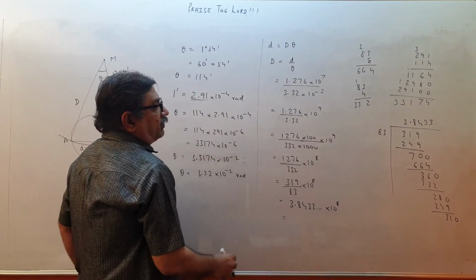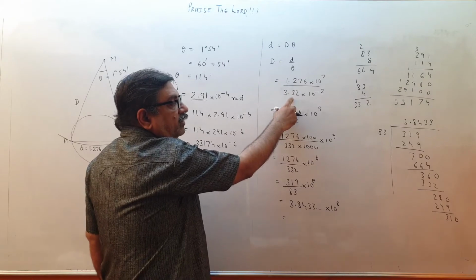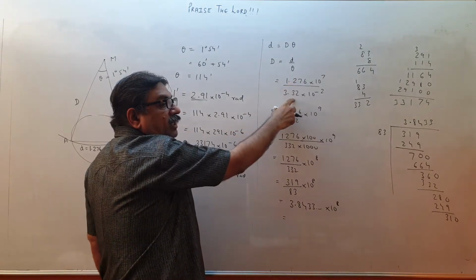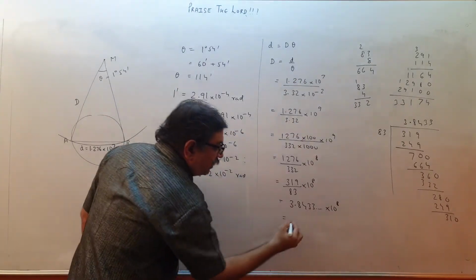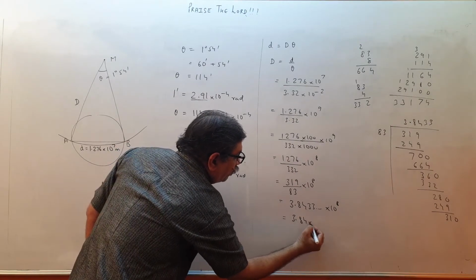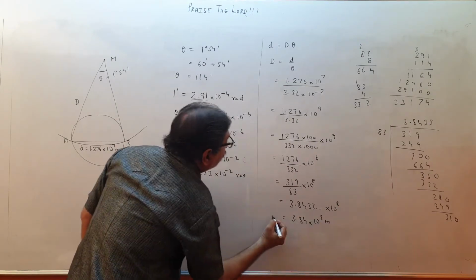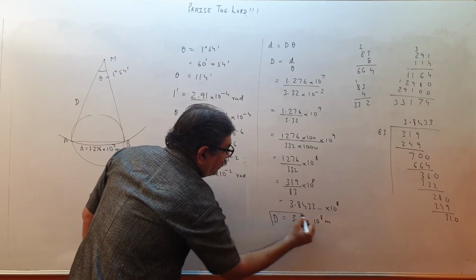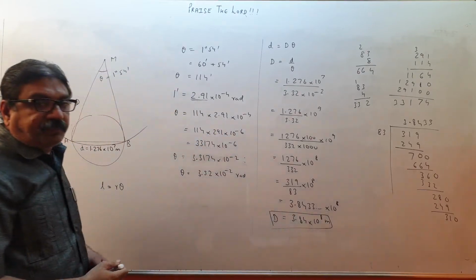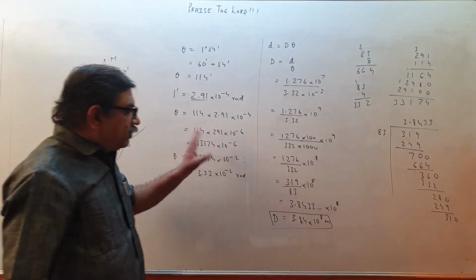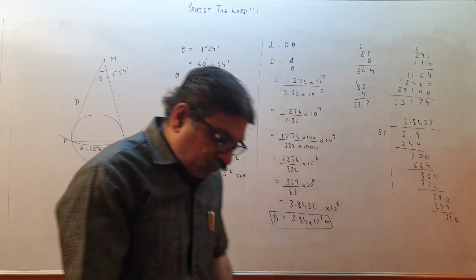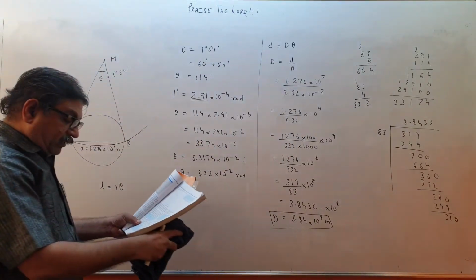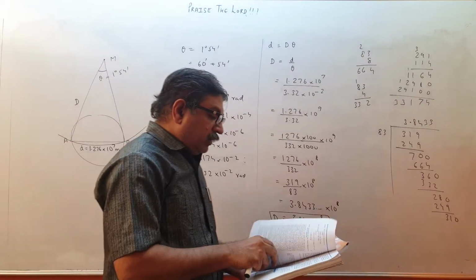Because there are only 2 digits up to here, see only 2 digits here. Here 4 and here only 3. So we should maintain up to 3 as per the rules. So 3.84 into 10 raised to 8 meter. This is the value of D, the distance of the moon from Earth. A small mistake was made over there, please keep that in mind. So 3.84 into 10 raised to 8, yes, that is what we are getting.